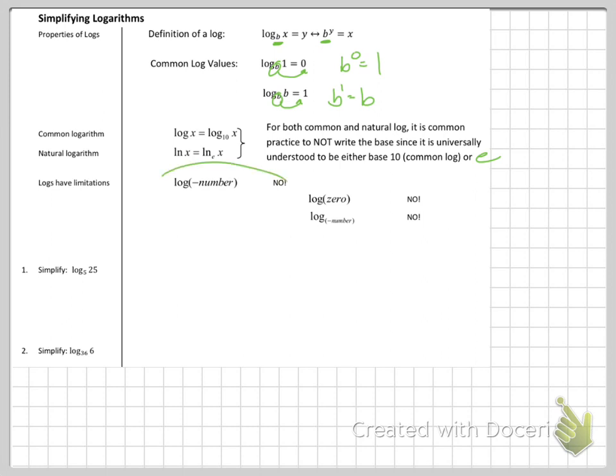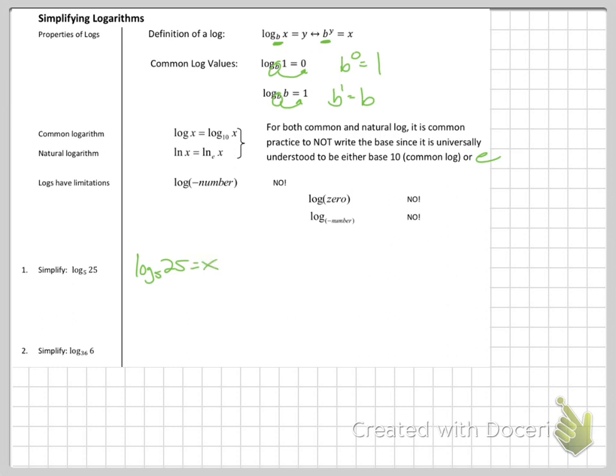Some rules about logs: you cannot take the log of a negative, you cannot take the log of 0, and your base cannot be negative. So, starting off pretty simple, log base 5 of 25. When we want to know what it equals, simplify, you could put equals x to help yourself out.